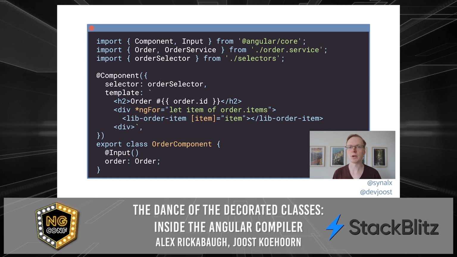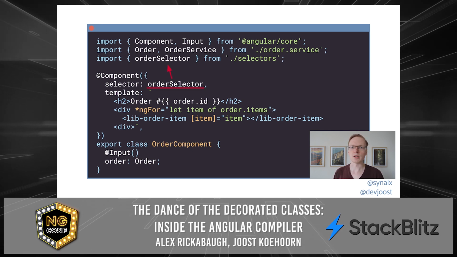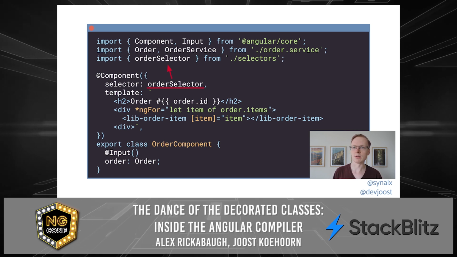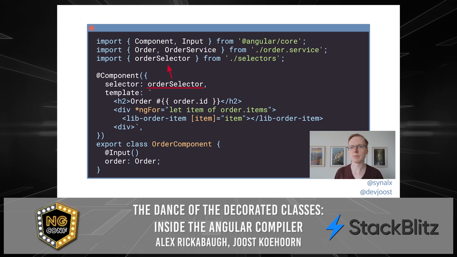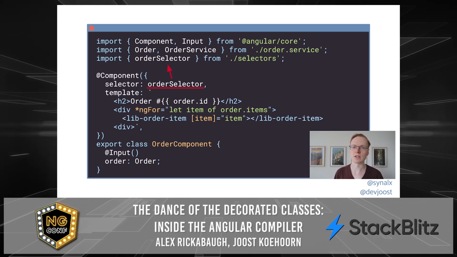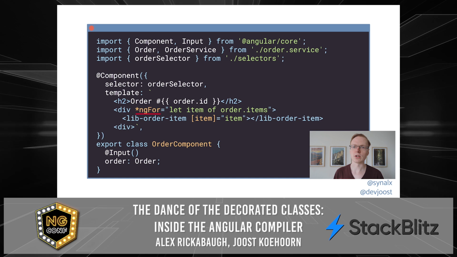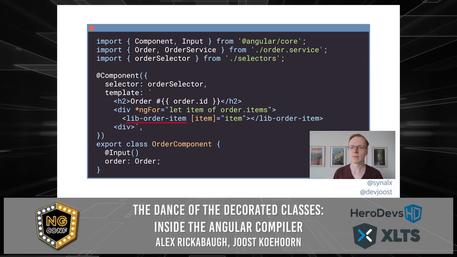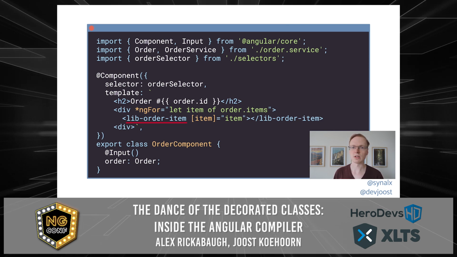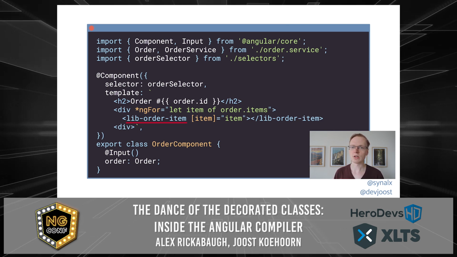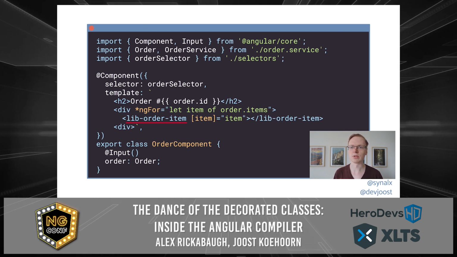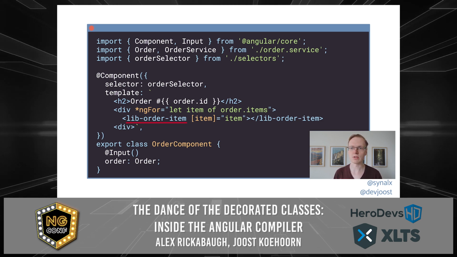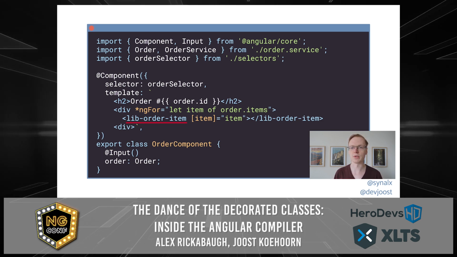Here you see a small component. Notice how it imports its selector from another file. The compiler has to statically evaluate this import to determine the selector string for this component, which is done during the analysis phase. Then, notice also how it uses the ngFor directive and a component from the library. These declarations can be used in the template of this component because somewhere in the library there exists an NgModule that has these declarations in scope. This overarching knowledge across decorators is pieced together during the resolve phase.